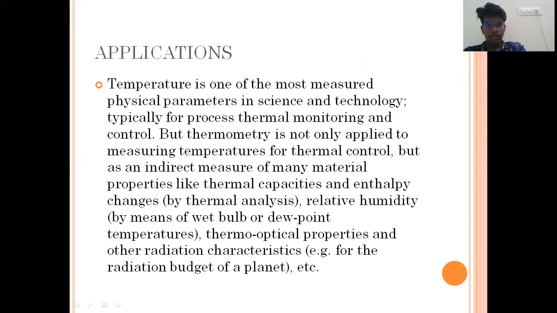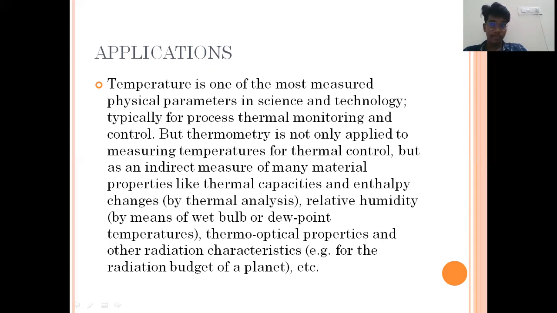In daily usage we use temperature and thermometry. For example, if you want to calculate the global warming of the earth, we need a specific type of thermometer which calculates the temperature of the earth's core.